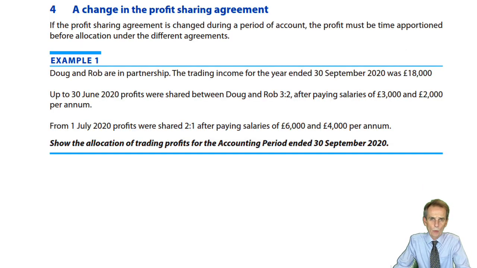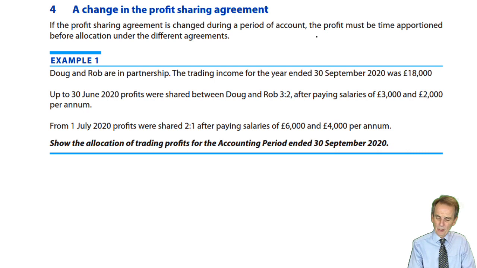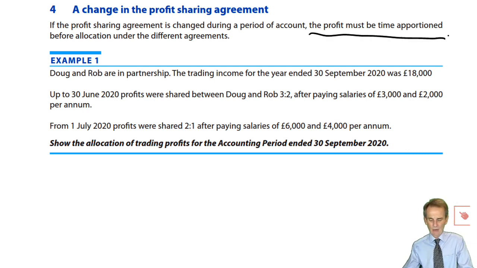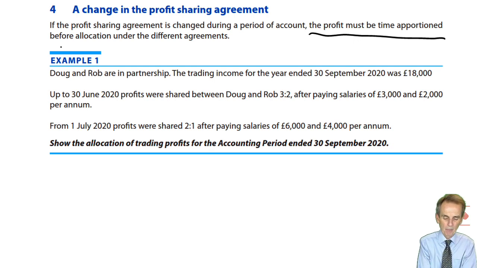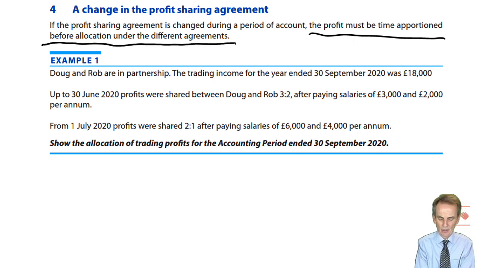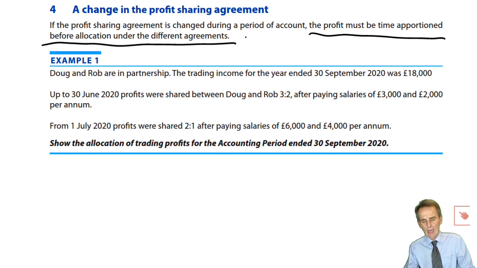Okay, having watched me work that class example, time for you to have a go at a problem which deals with not just the same profit sharing agreement enforced throughout the accounting period, but one that changes part way through the accounting period. It's very simple to deal with, inasmuch as the tax-adjusted trading profit of the accounting period concerned must be time apportioned before allocation under the different agreements. How many months on the old agreement, how many months on the new.